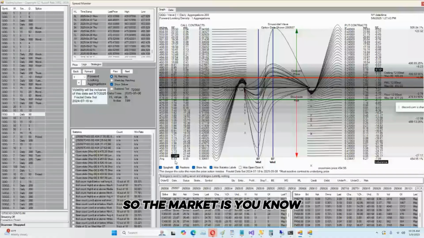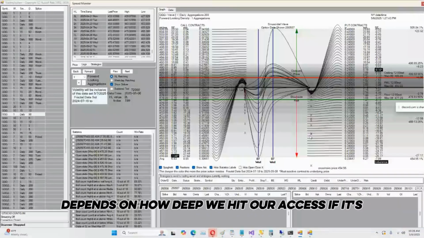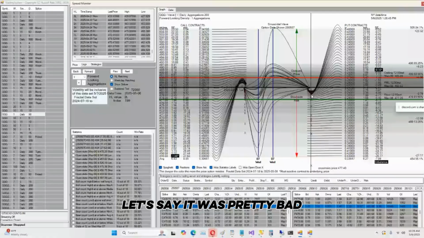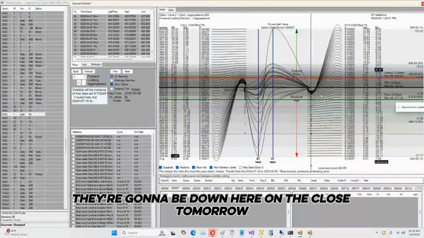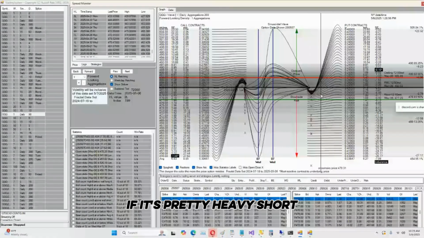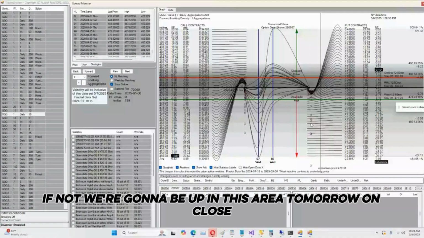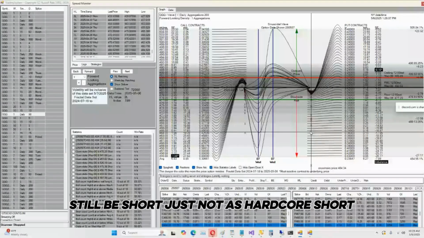So the market is trying to roll down, and we've got these X's here that are telling us where the market's trying to come out to tomorrow. Depending upon how aggressive the volatility is depends on how deep we hit our X's. Let's say the volatility on the short side tomorrow was pretty bad, on the worst side, then we're going to be down here on the close tomorrow. If it's pretty heavy short. If not, we're going to be up in this area tomorrow on close. Still be short, just not as hardcore short.